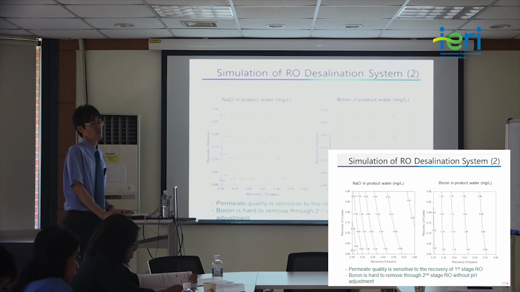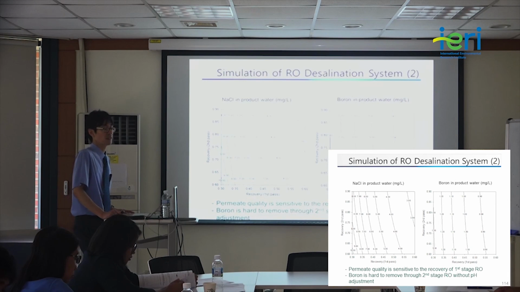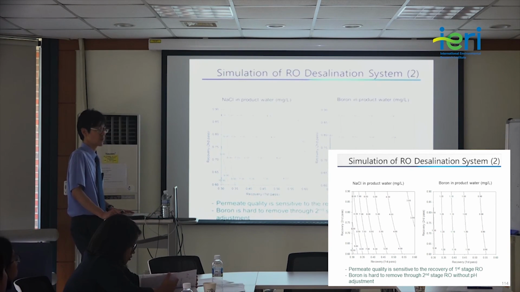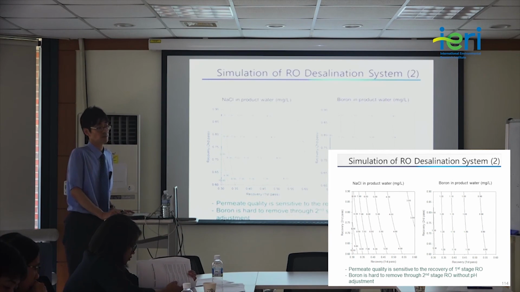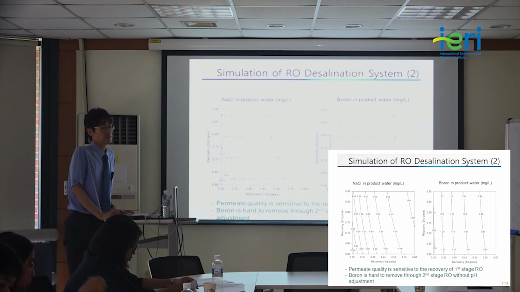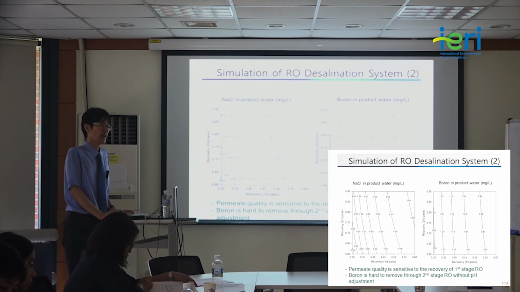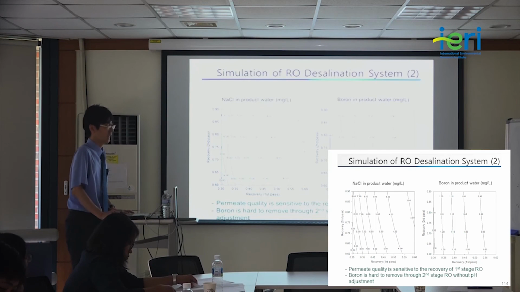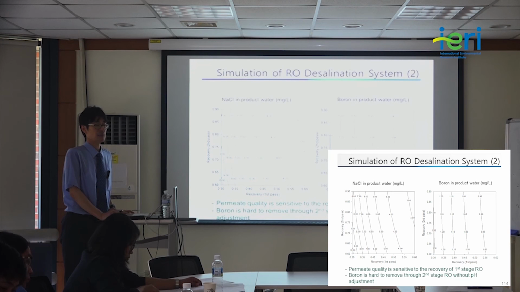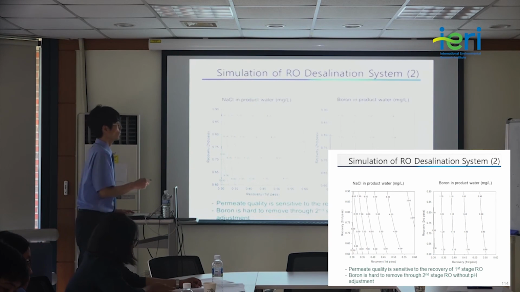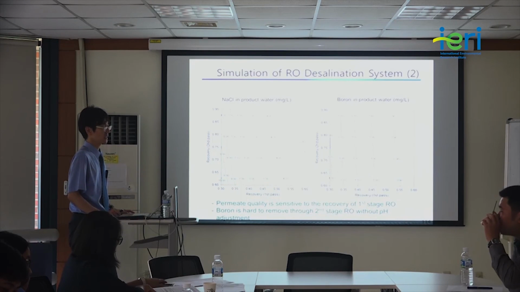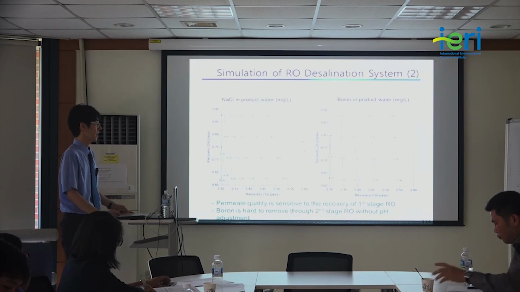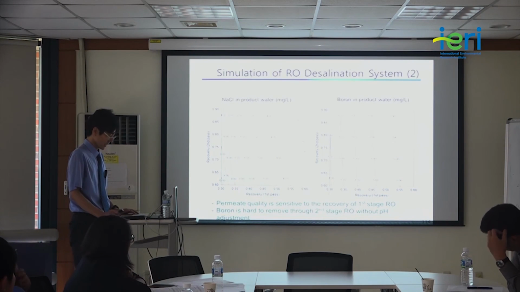In fact, if we wanted to remove boron in the system, we needed to adjust the pH, because boron rejection by the reverse osmosis membrane is sensitive to the pH. So at higher pH, such as pH of 10 or pH of 11, boron rejection is improved significantly. So we have to utilize that kind of characteristic. Otherwise, at neutral pH, it was found by the calculation that boron cannot be rejected.